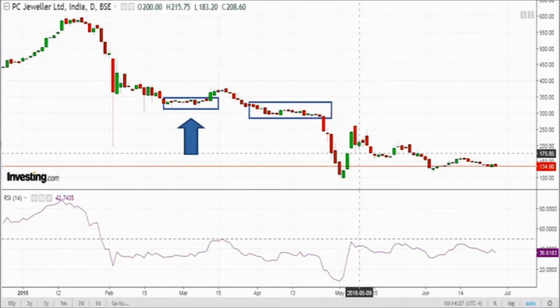Many people these days consider this a breakout. I don't consider this a breakout. The RSI is well below 50, and it took 8 to 9 days to break the high of the previous doji which was formed. This is not a good buy for me. Similarly it happened next time over here. It took basically 8 to 9 days again to break the low of the previous doji which was formed.